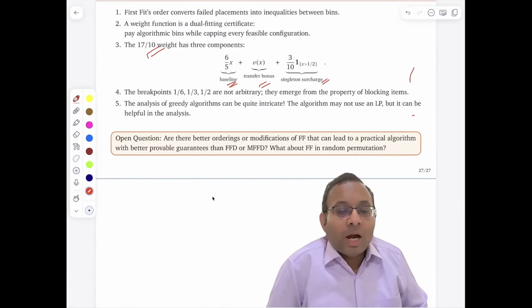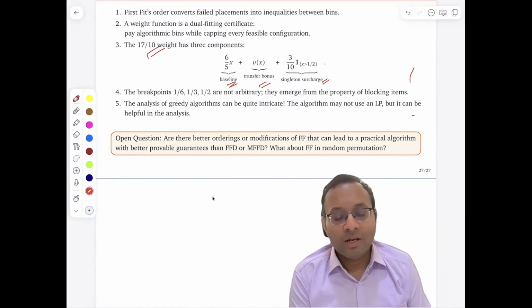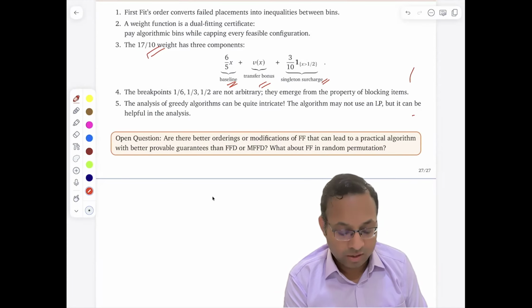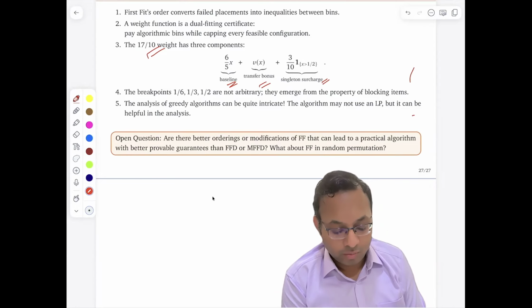It's not clear. So if there are some other simple variants, for example, even a random permutation, where I randomly permute the items and then run first fit, what is the guarantee in those cases? These things are quite wide open.